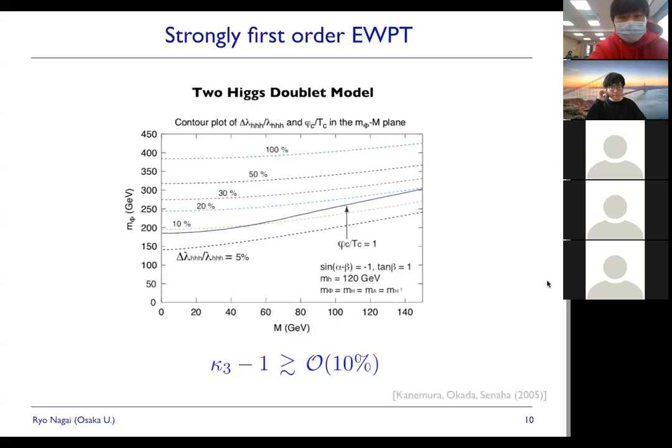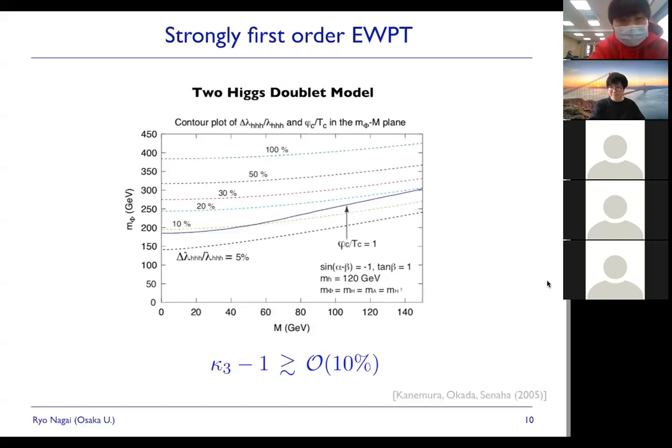Thank you for the question. So is this capital M the soft breaking dimension two operator related with the... No, that's a coefficient of the phi. It does not break the Z2 symmetry. This is a symmetry protected mass parameter.